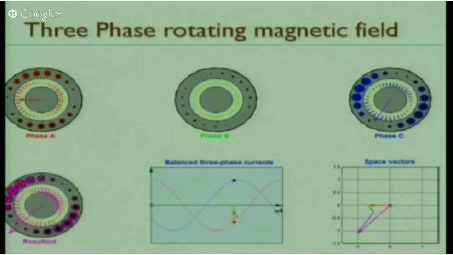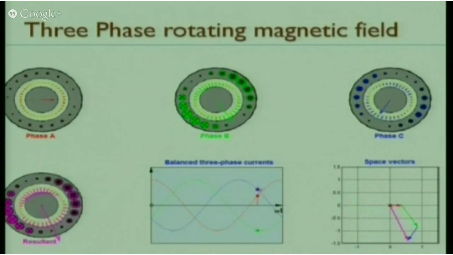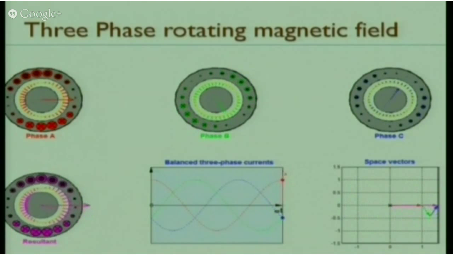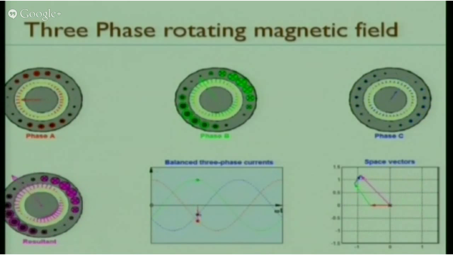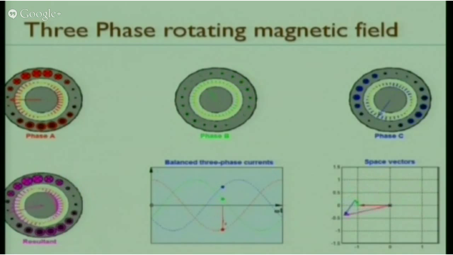In case of a single-phase induction motor, if you give a single-phase supply to a single-phase winding, then you have the field which is not rotating, which is stationary. This is the basic difference.